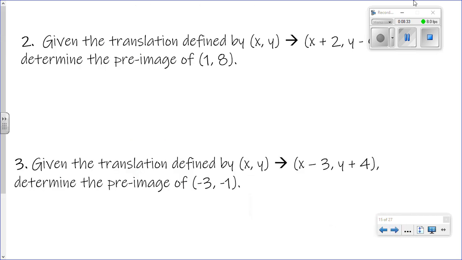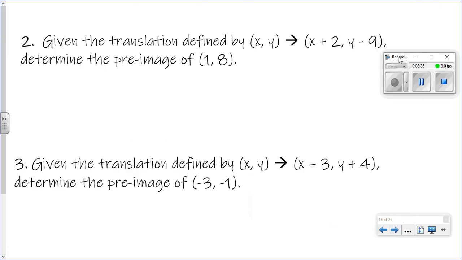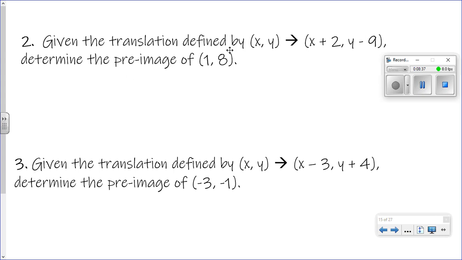Alright, so example 2 says, given the translation defined by xy goes to x plus 2, comma y minus 9, determine the pre-image of the coordinate 1, 8. So now we are given the image. So this 1, 8 is not our original point. It's the point that happens after we did the translation. And this question is asking us to find the pre-image or the original point.